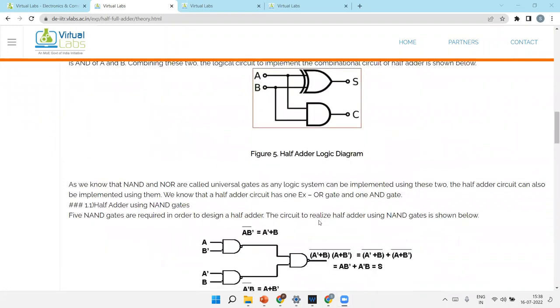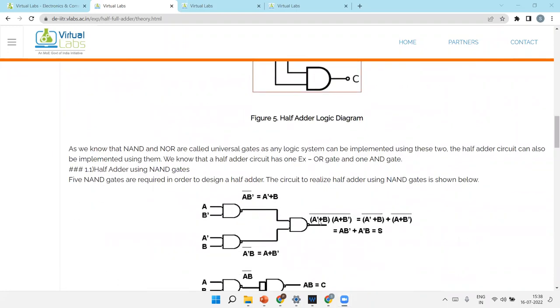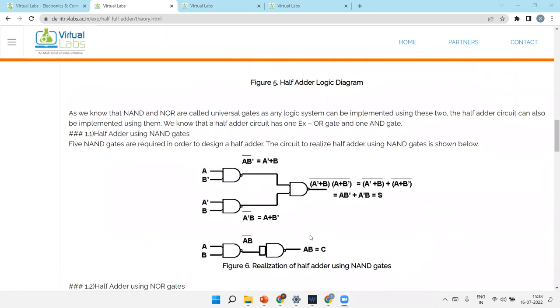But this circuit can be designed using the universal gates. You know the universal gates, NAND gates and NOR gates are the universal gates. Okay. So this is the equation. Equation of sum is A B bar plus A bar B. Now we have to solve it by NAND gate.